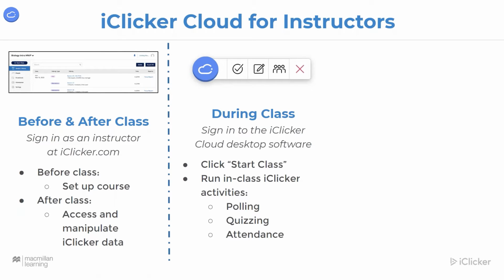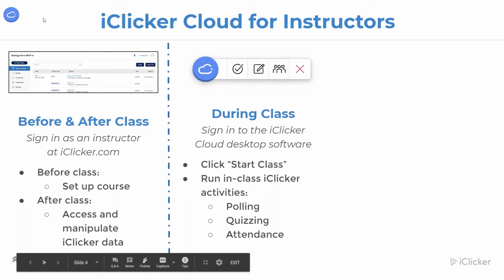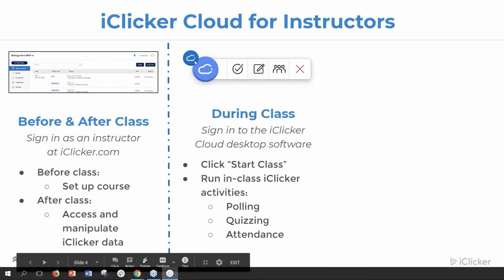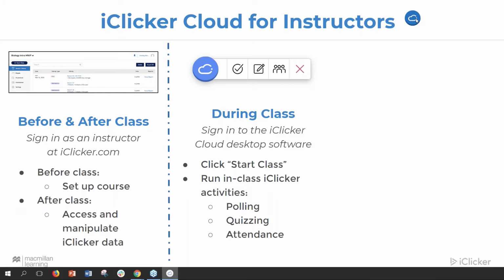During class, you're going to need to have the iClicker Cloud desktop software. I already have my desktop software up and running up here. It's just a little habit that I have when I start one of these sessions. I will log into, in this case, go to webinar. I'll start showing my screen. I start the iClicker Cloud desktop software, and I get my PowerPoint in presentation mode, and I'm ready to go.